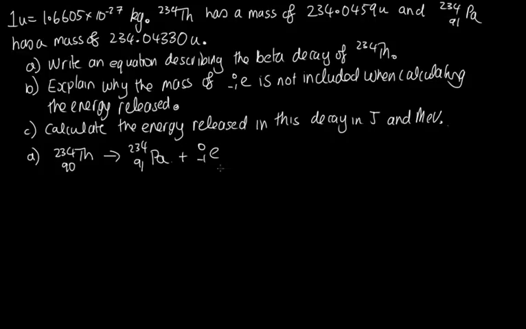Now it says, why do we not include the mass of this part when we work out the mass defect, which is what lets us work out this mass in C? Well, 234 thorium has 90 electrons around its nucleus when it is in atomic form, because we know that the number of electrons is equal to the number of protons. So if we're considering just a neutral atom, then there's the 90 electrons here.